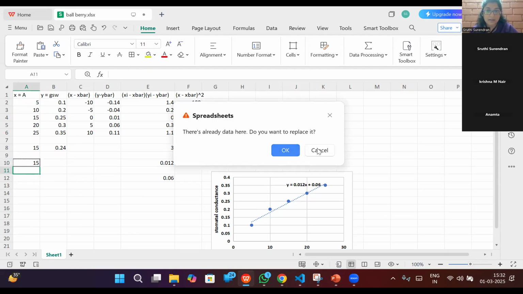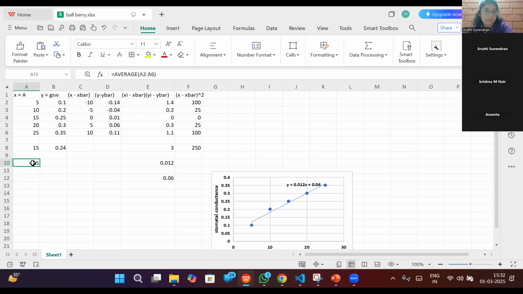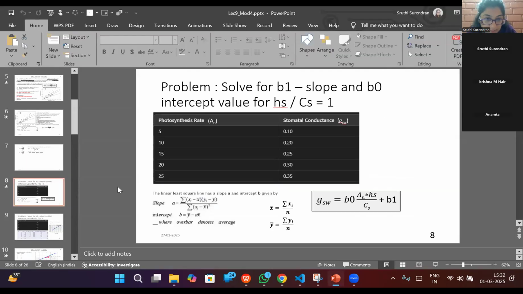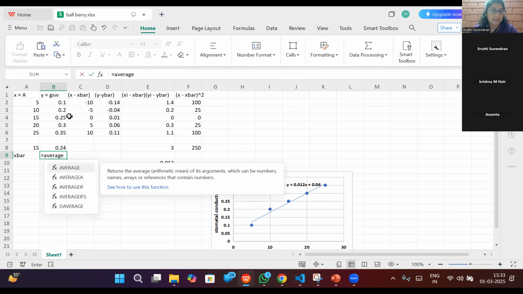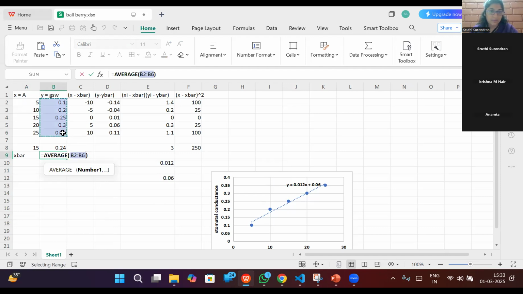So x bar will be 15. This value is going to be x bar, this thing that you see here in this equation. You see x bar over here, that is the average of it. Now next, we are going to do the same thing for y also. In order to find y bar, we'll press equal to average and then select all these 5 cells, and we get 0.24, which is y bar.